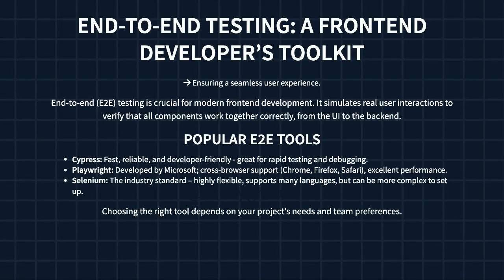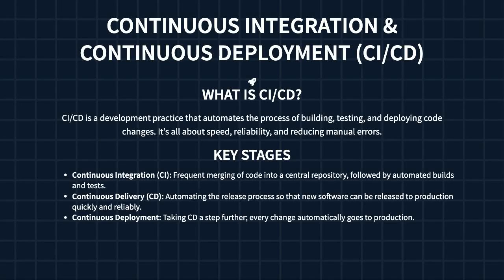Okay, let's talk about end-to-end testing. This is all about making sure that when a user interacts with your website or application, clicking buttons, filling forms, navigating pages, everything works together perfectly. We have a few popular tools to help us do this. Cypress is known for being super fast and easy to use for developers. Playwright offers excellent cross-browser support, and Selenium is the long-standing industry standard that's very flexible, though it can be a little more complex initially.